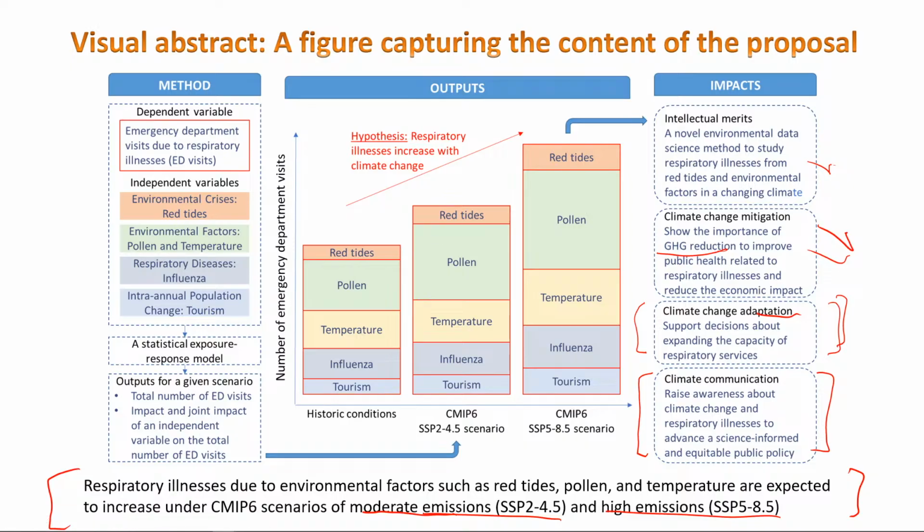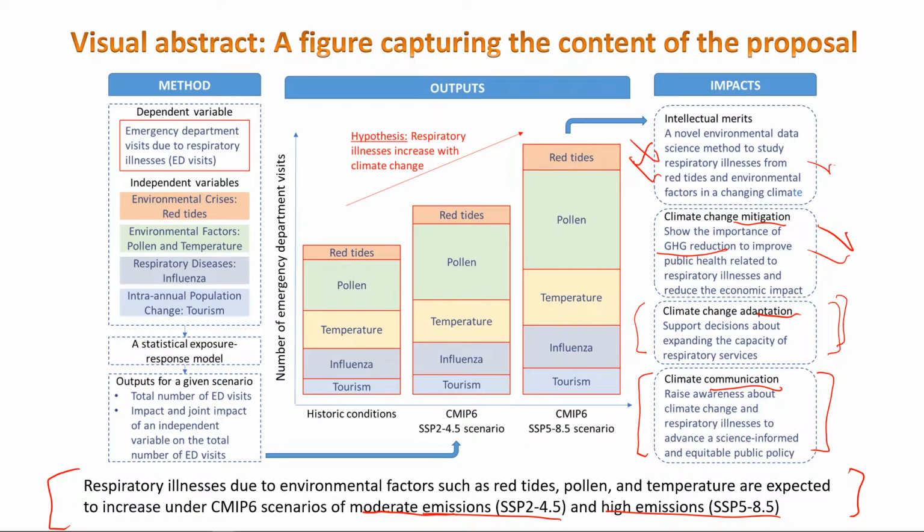A second misconception about visual abstracts is that all data need to be visualized. No, you don't need to visualize all your data. Actually, too much information could overwhelm the reader. Are these the only impacts of this research? If you check the proposals, there could be more. But I just selected here the four: this is the scientific advancement, the intellectual merit, and the broader impact of mitigation, adaptation, and communication. I strategically selected intellectual merit and three broader impacts.